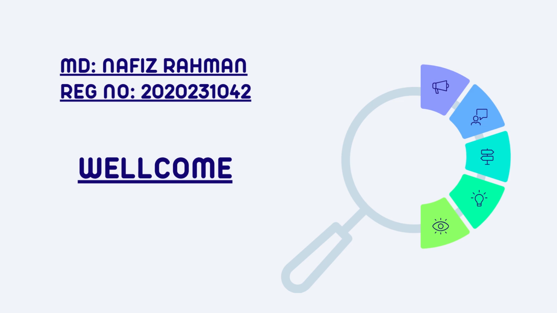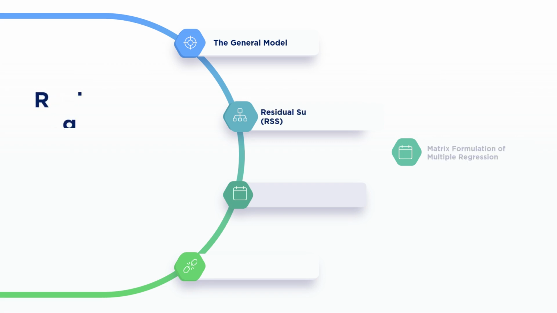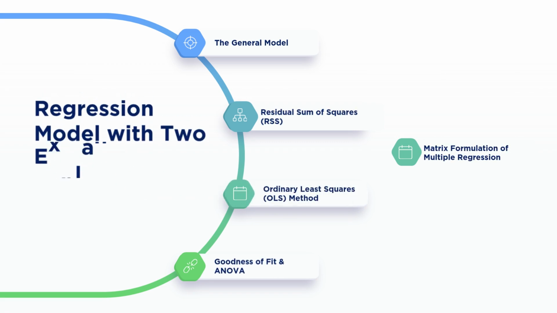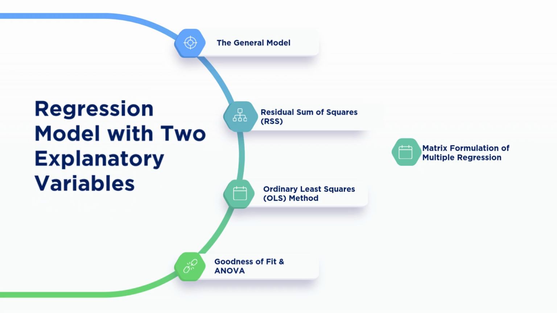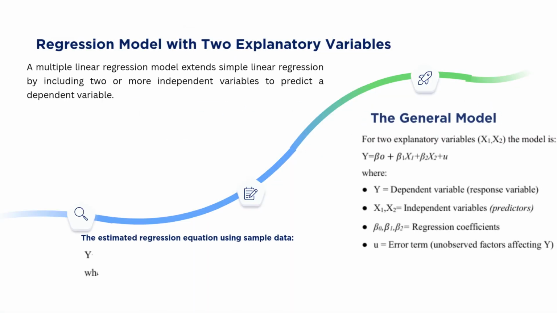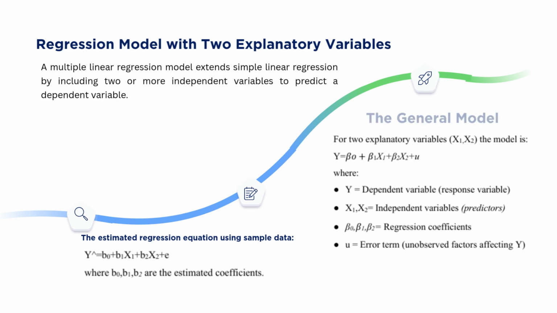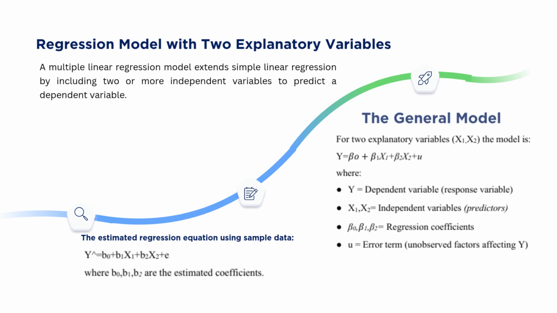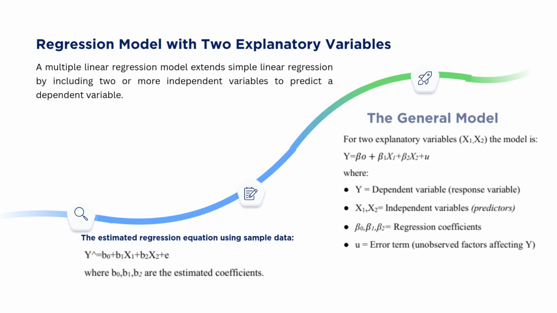Today I will present a new topic of research methodology. My topic is regression model with two explanatory variables. Here are some subtopics: the general model, RSS, OLS, goodness of fit and ANOVA, and the matrix formulation of multiple regression. Now, the first question: what is the regression model with two explanatory variables?